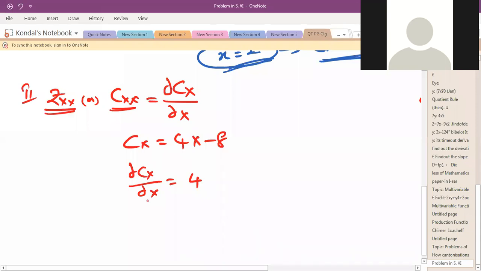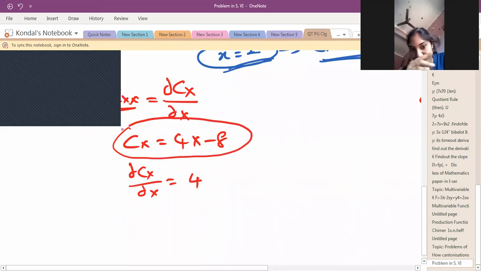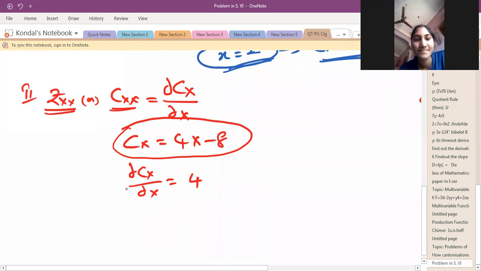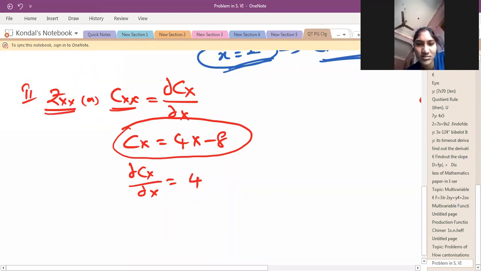So dou CX by dou X. First we need to find the rate of change in CX due to change in X. Where is CX here? The first derivative, 4x minus 8. So here, due to the change in x, the change in CX is only 4. That is called the second order, right?